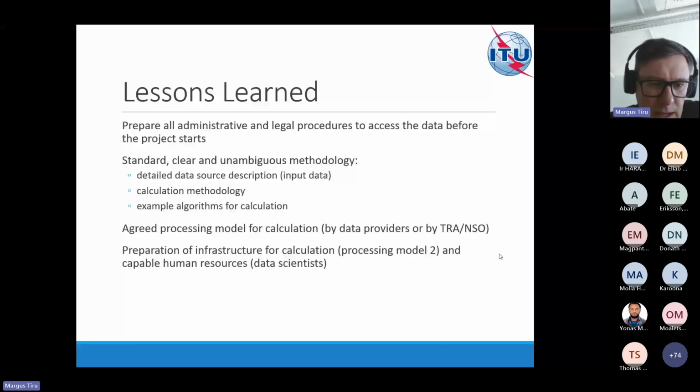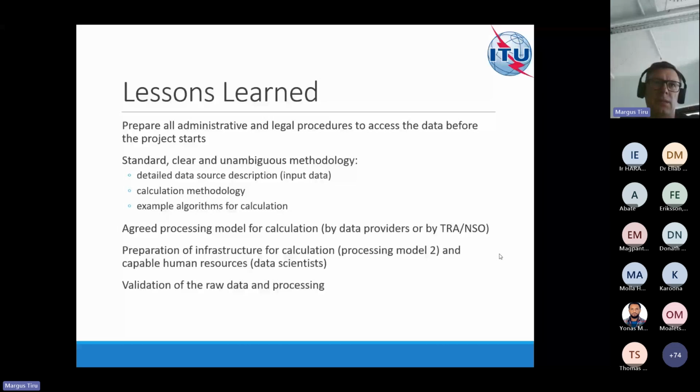One thing that was not covered fully in this project, but is a very important aspect when creating the production line for this kind of statistics, is the validation of the data: both the initial data, the intermediate steps of processing, and the outcoming data. In the project case, we were not able to validate whether the data was all correct, but this was not the purpose of the project.